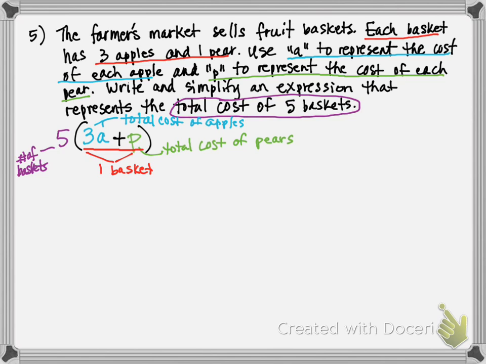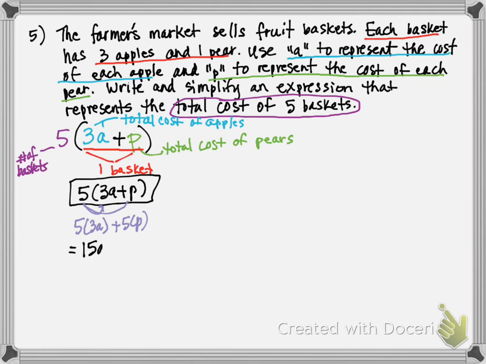Okay. And so what we're doing now is figuring out how much it would cost for 5 baskets. So I'm going to rewrite that. 5 times the quantity, 3A plus P. So that's the first part, is to write an expression. But now we're going to simplify it. And to simplify, we're just going to go ahead and distribute. So 5 times 3A plus 5 times P. Again, that's your brain step. And the final answer is 15A plus 5P.